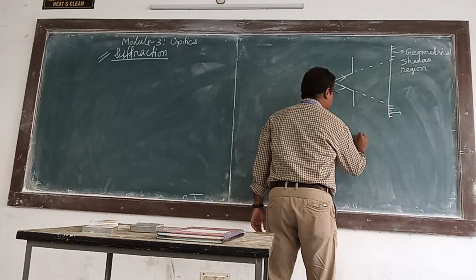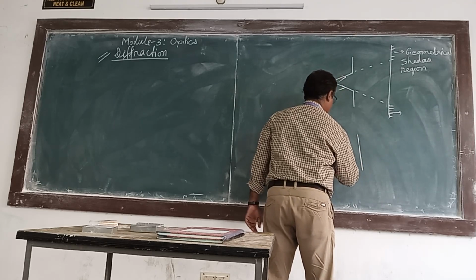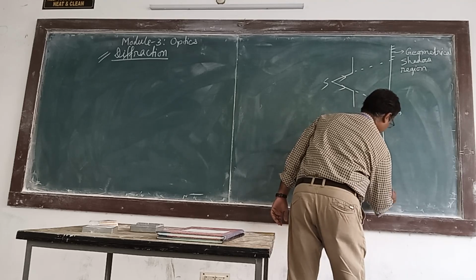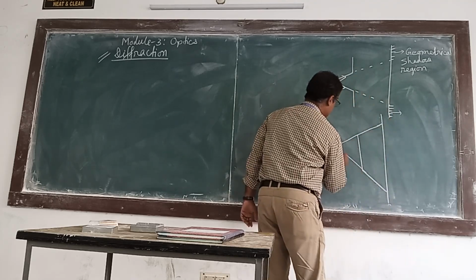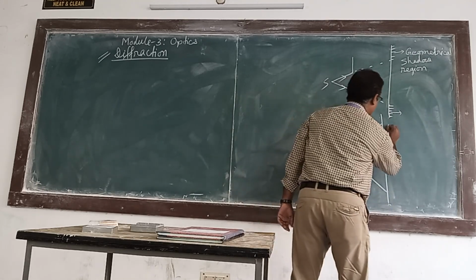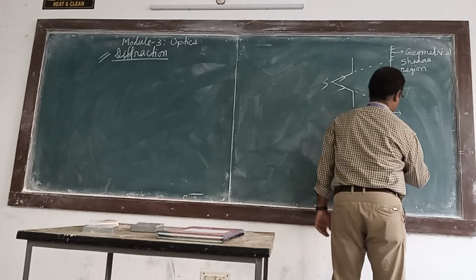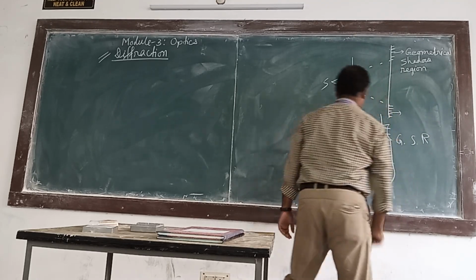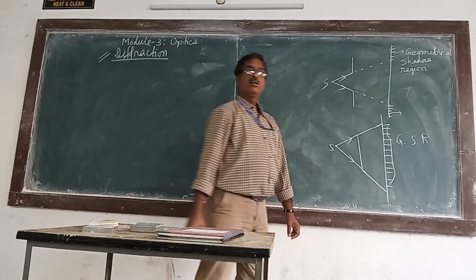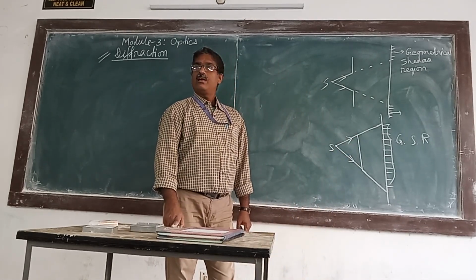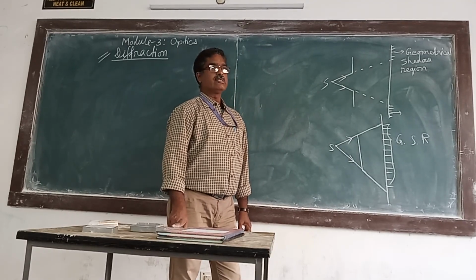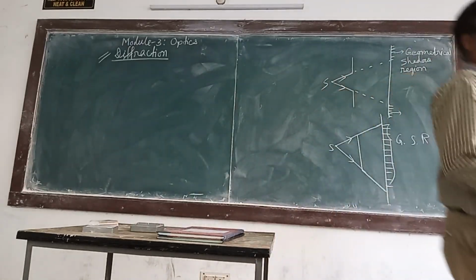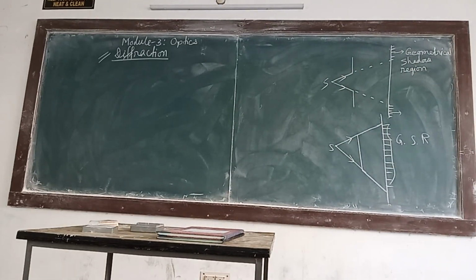And if there is an obstacle here, and this is the screen, then this is the light portion and this is the geometrical shadow region, and we get the diffraction pattern here, in the geometrical shadow region. Now, write down the definition.